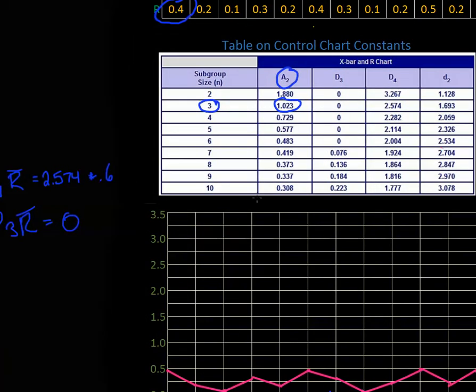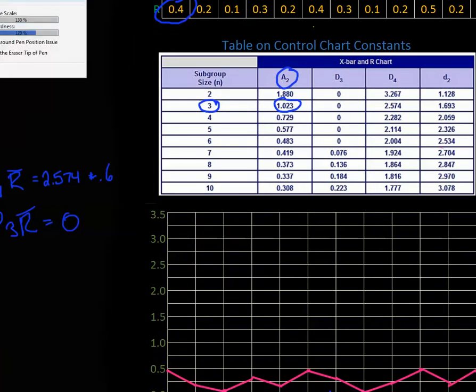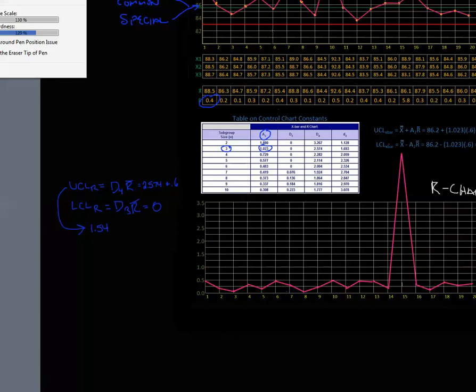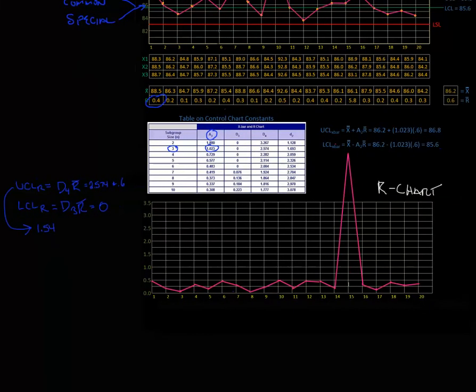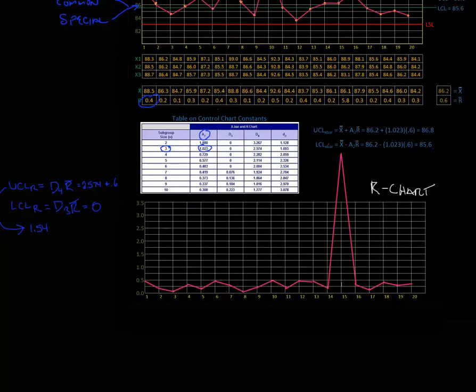So what does that mean to us here? Let's take a look at our range chart one more time. So I can set a control limit line. Now 0, that's easy. That's just down here, right? That's for our lower control limit. Our upper control limit, 1.54, is right about here, right? So let's just draw a line right there. That's our upper control limit.